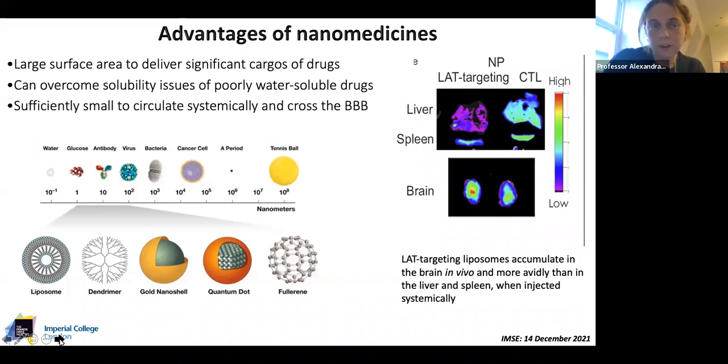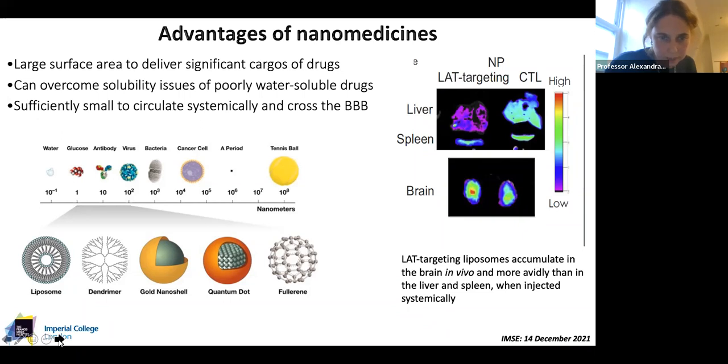So it's threefold. First of all, because of their small size, they have a very large surface area to deliver significant cargoes of drugs across these brain endothelial cells into the brain. Several of the drugs are quite insoluble, and by reformulating, encapsulating these drugs inside the particles, you can overcome solubility issues. And also they're very small, so they're small enough to circulate systemically in the bloodstream.